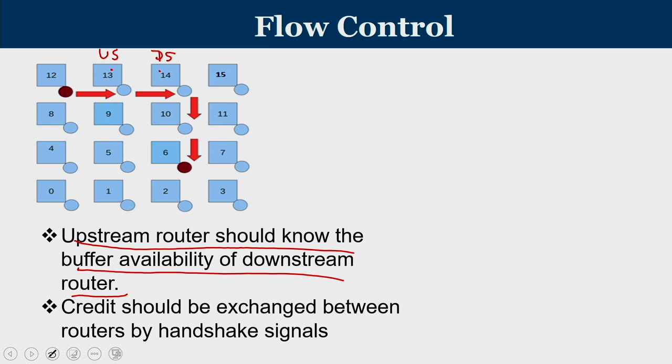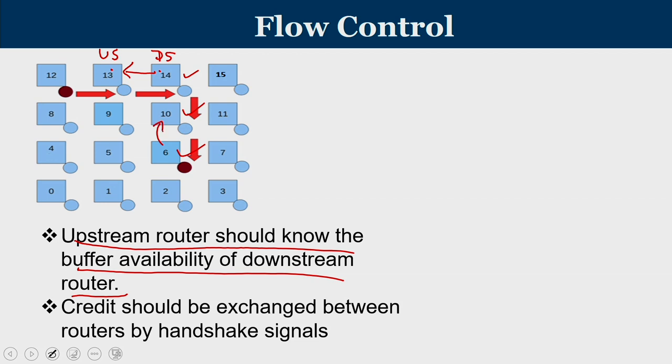And credit should be exchanged between routers by handshake signals. So, how will you get it? 14 should have a feedback mechanism by which it will communicate the number of buffers available with it, so that 13 will know how many packets it can send. Similarly, once the packet reaches 14, when it moves from 14 to 10, 10 is the downstream router and 14 is the upstream router. Similarly, 10 will become the upstream and 6 will become the downstream.